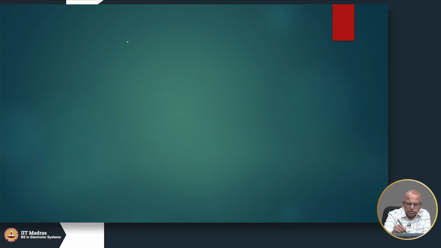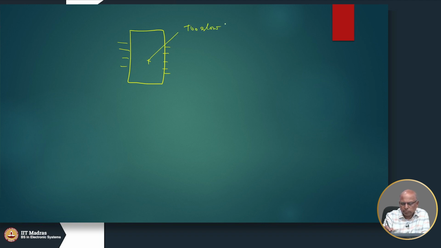How do you apply transition delay faults? Let us say there is a node here. We suspect that it is too slow to rise. So, just like in stuck-at faults, we have to activate this fault. We have to make it go from 0 to 1.